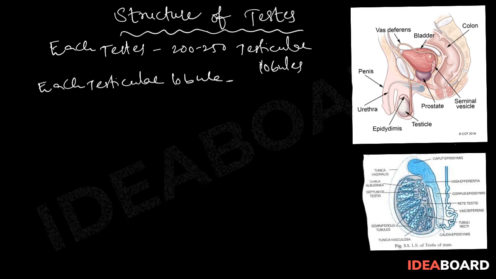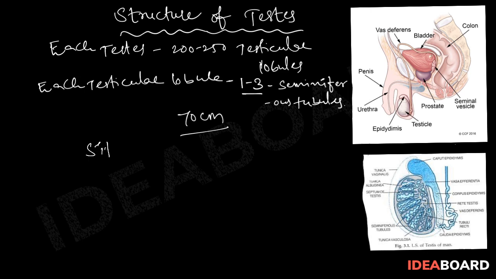In each testicular lobule, around 1 to 3 elongated yellowish-colored tubules are present. These tubules are called seminiferous tubules. The approximate length of these seminiferous tubules is around 70 centimeters. These seminiferous tubules are the sites of spermatogenesis.